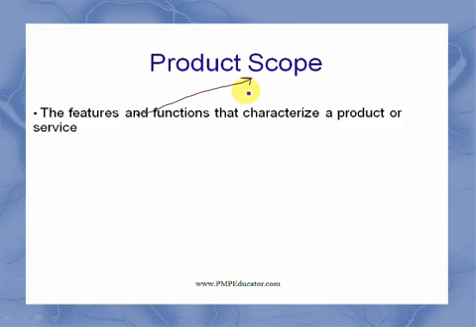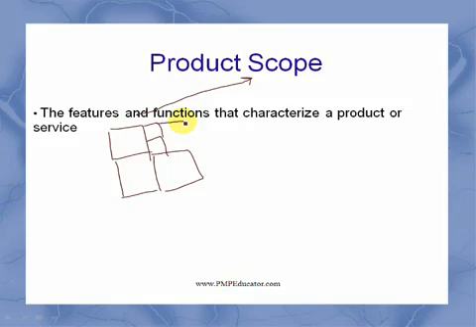Product scope is basically the features and functions that characterize a product or service. So, for example, if your product is a house, then you have certain features that it has. Say, for example, two bedrooms, a living area, kitchen, a bathroom, and a garage. So this is the definition of this product.